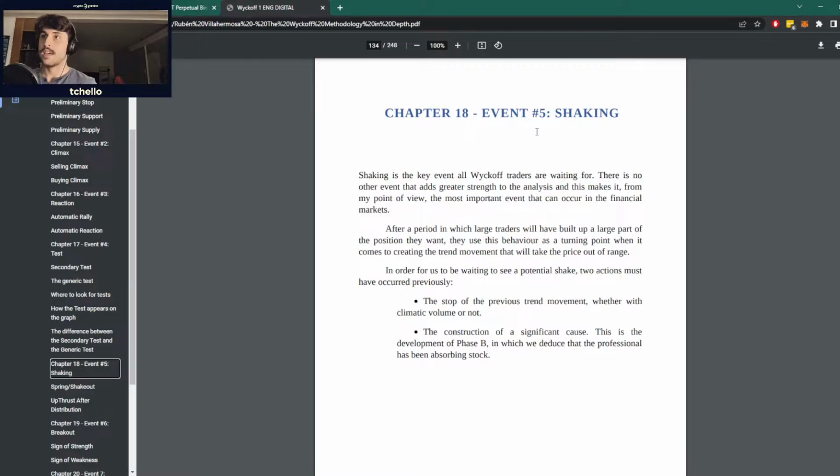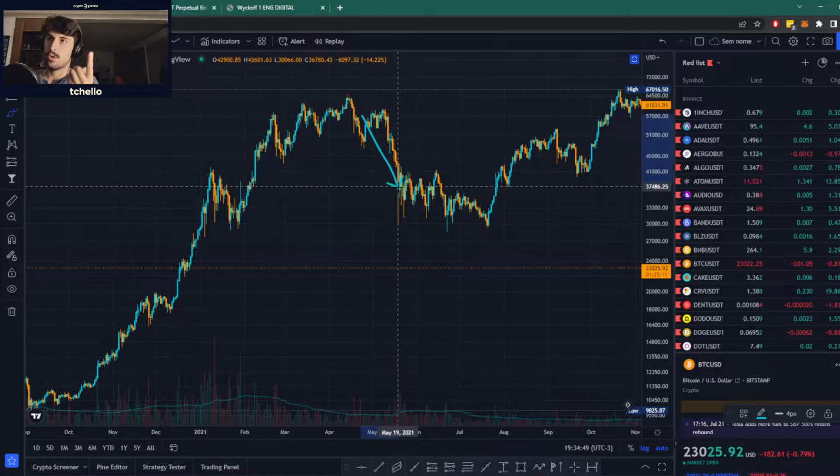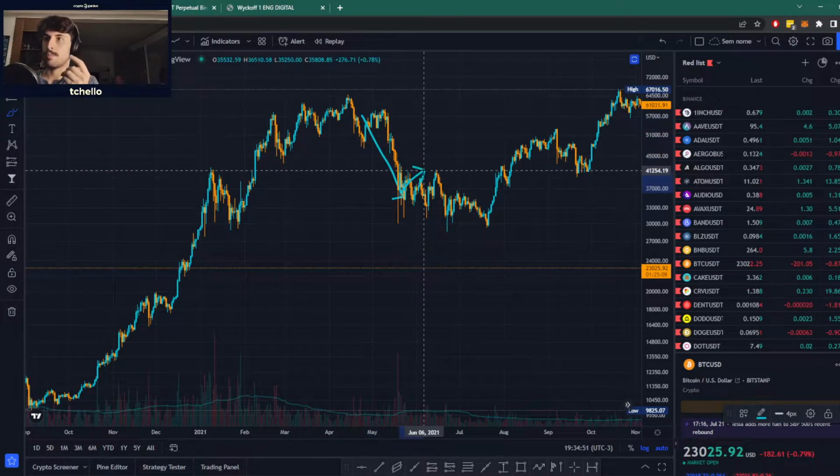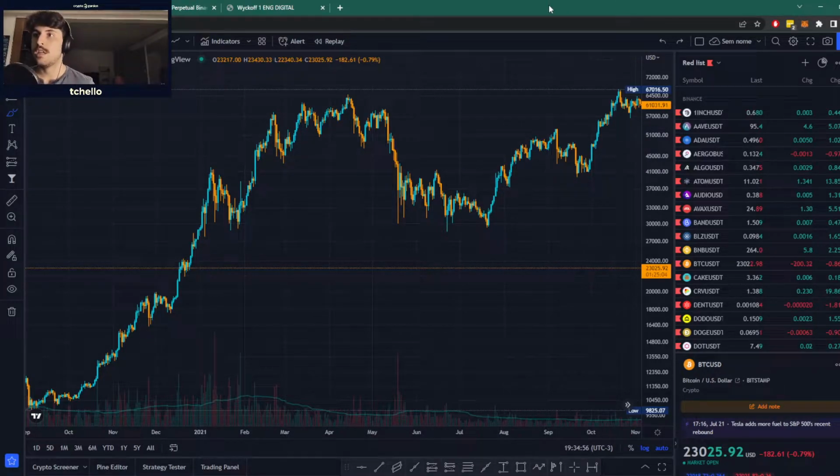And for the spring to occur, we have two things that must have happened before. First, we need the stop of the previous trend movement. So if we were trending down, we shouldn't trend down anymore and should be ranging for a while. And not only that, but we need some time to do a full building of that cause, as we talked about previously in the previous episodes.